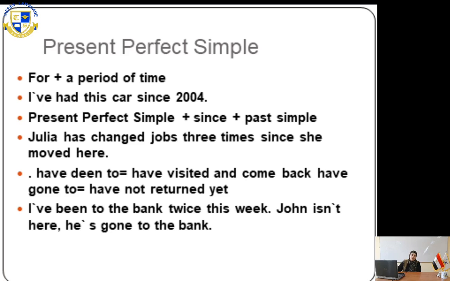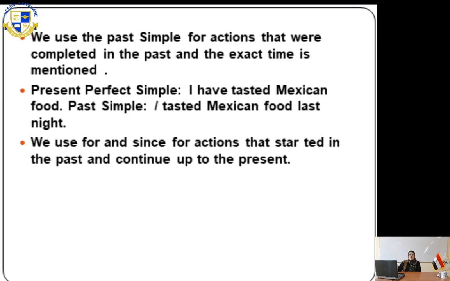So how can I choose in a sentence whether to put the verb in the present perfect simple or the past simple? The main difference is that in the past simple, we usually put the date. The date is mentioned. But in the present perfect simple, the date is not mentioned. So we use the past simple for actions that were completed in the past and the exact time is mentioned. Present perfect simple, I have tasted Mexican food. Now we haven't mentioned the time. But for the past simple, I tasted Mexican food last night. So here we mentioned the time, last night. We are going to choose the verb in the past simple tense, tasted.